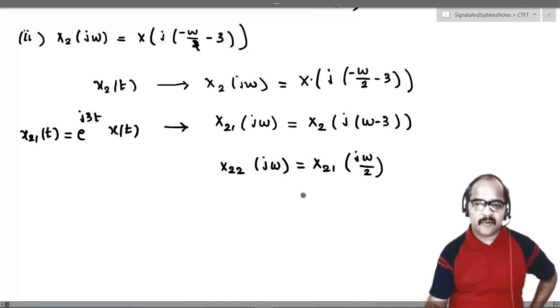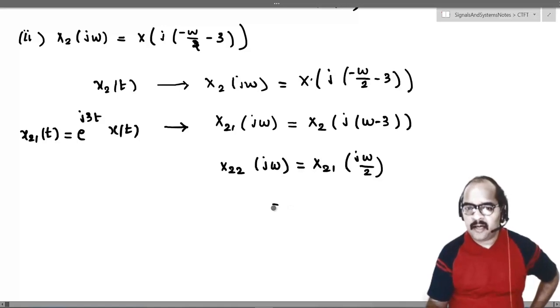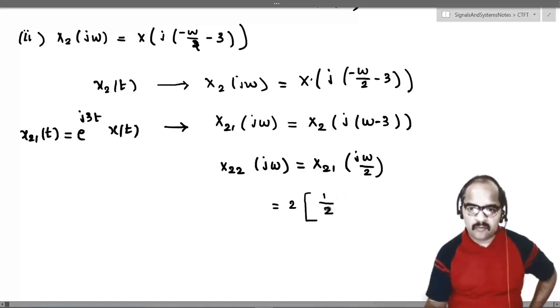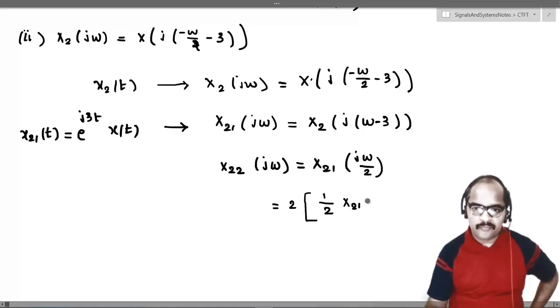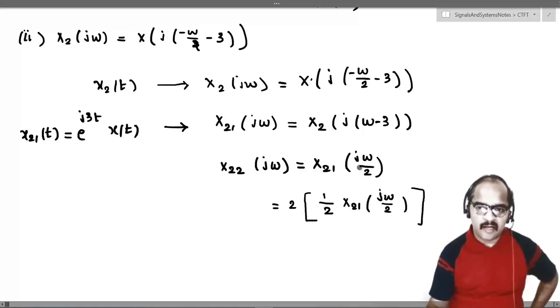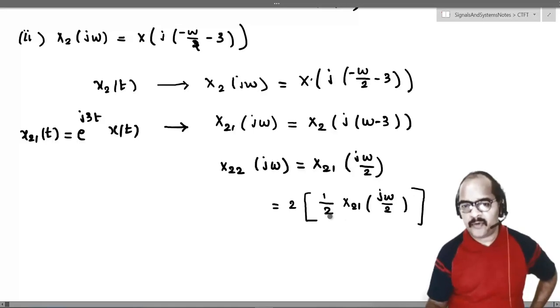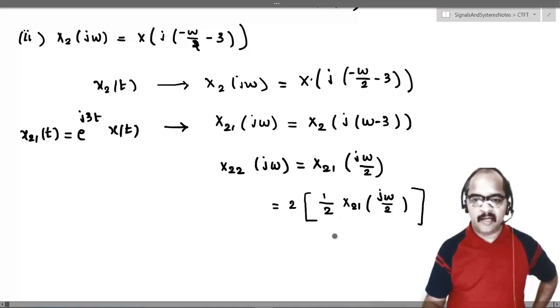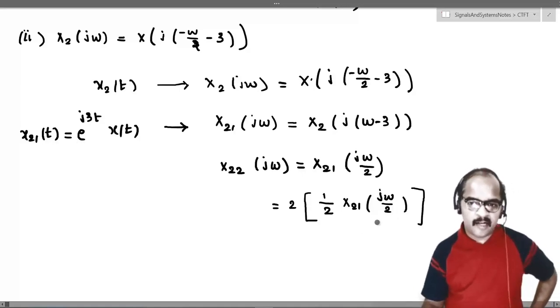This would be written as 2 times, because it is the frequency time scaling property, we have to write it in a proper way. So we want 2 times 1 by 2 x21 of j omega by 2. Correct. So we can write this function in this form. Why? We want 1 by mod a x of j omega by a. So definitely we can use the time scaling property if we write it in this form.